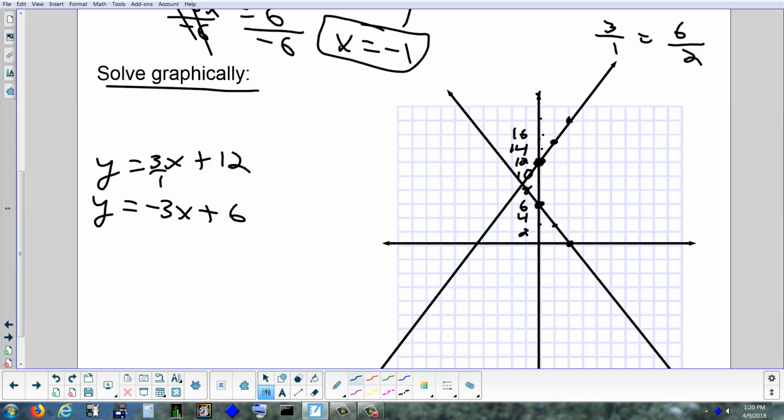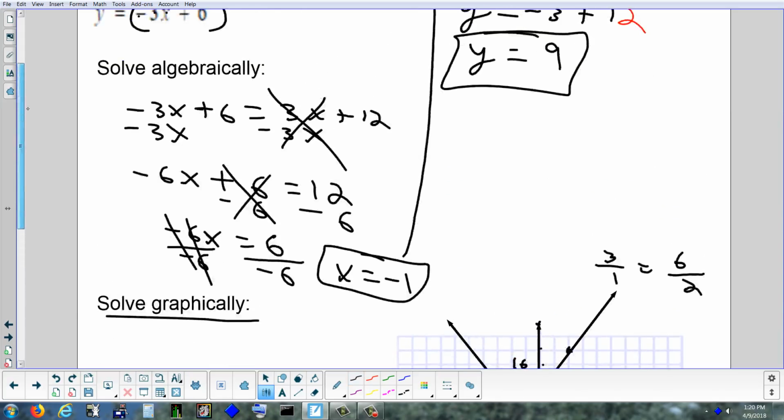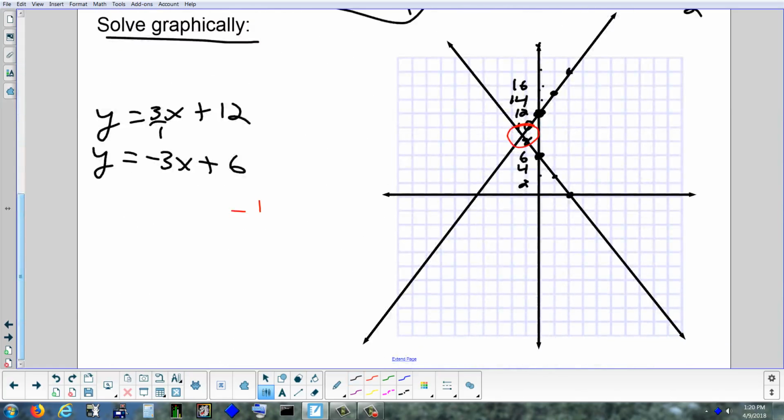Here's the answer. Right there. The problem is, it's kind of hard for me to tell because they don't line up exactly. Where should the answer be? It should be on 9 or something. Should be negative 1, I said 9. Are we close? Right here? Close enough. Pretty close. It's not bad, right? Left 1, up 9.